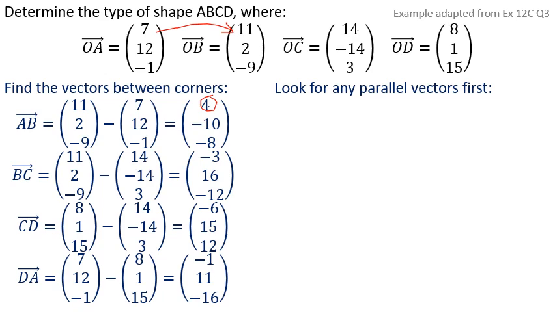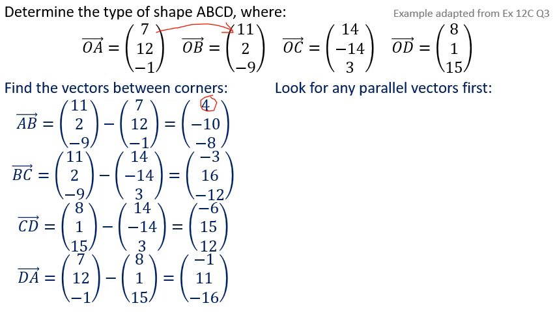If the simplest form of your fraction is different to the simplest form of mine, then there's no way the 2 fractions are going to be equal. That's what I'm going to do with these. So AB can be simplified. We can divide through by 2 and we get 2, negative 5, negative 4.